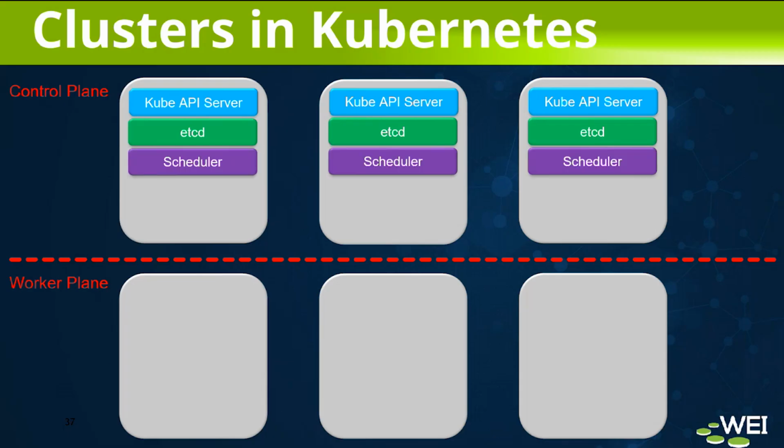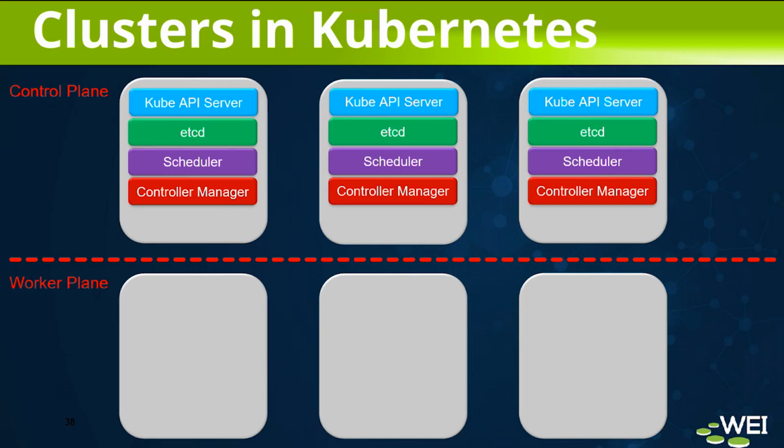Now, the third component is the scheduler. The scheduler is the component of the control plane that selects where newly created containers will run. Utilizing information from the worker nodes, the scheduler will handle the logic of deciding the best worker node to place your containers on.